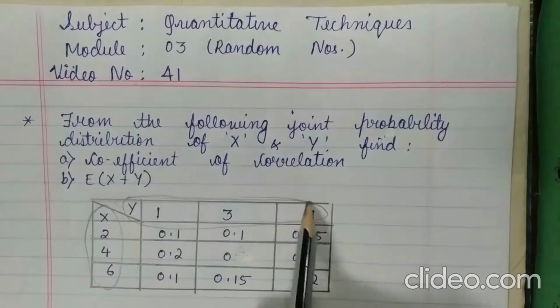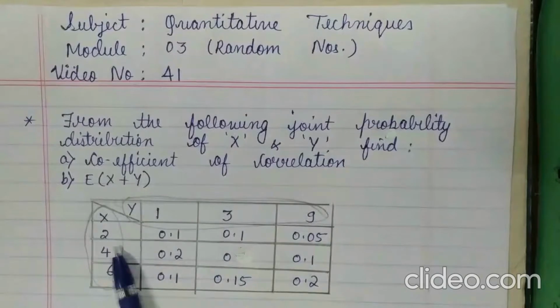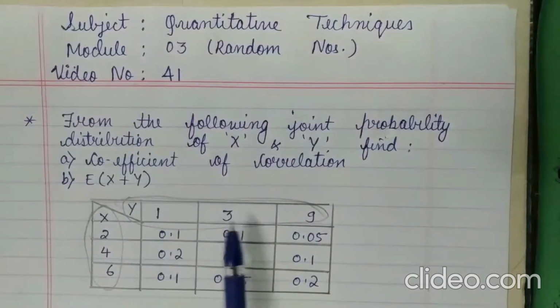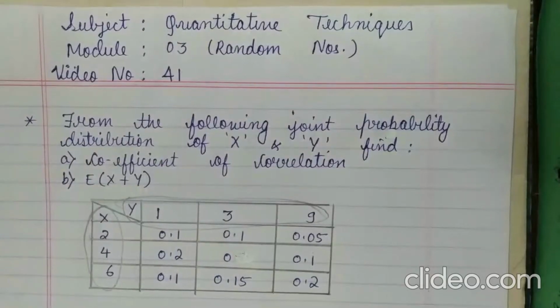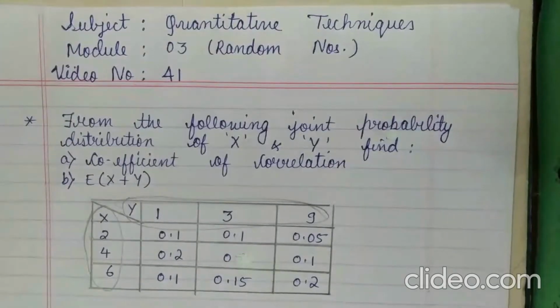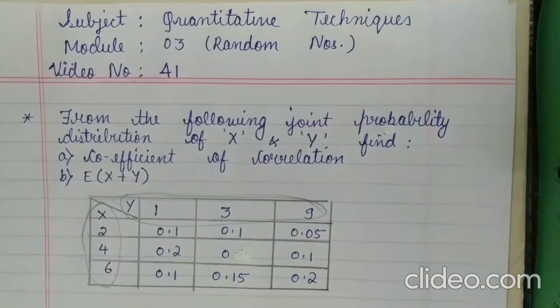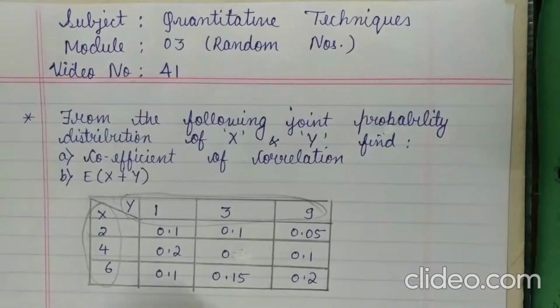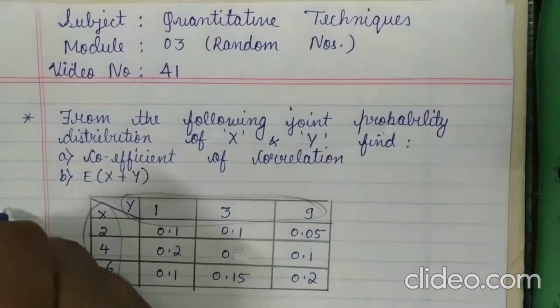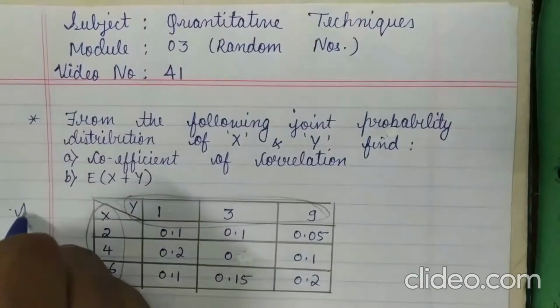So x values are 2, 4, 6, y values are 1, 3 and 9, and we have joint probability. The first thing you have to look into this table is whether they have given you totals of rows and columns. In this case, unlike the previous problem, they haven't given any totals of rows and columns. So the first step is you have to find out the total of rows and columns. So you can note down the problem as it is and then write it.